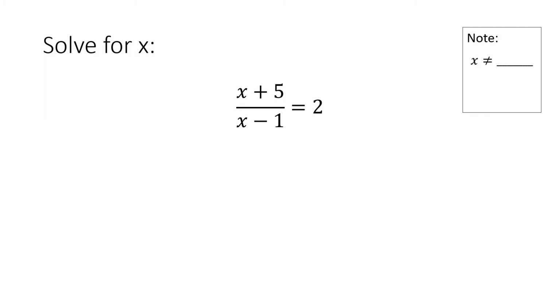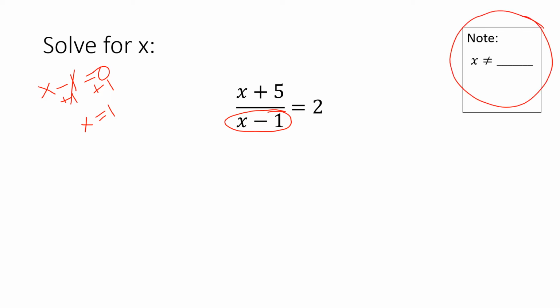Now, one thing I do want to start with is just a little reminder that when you have a fraction, you cannot divide by 0. So if the denominator is x minus 1, I'm going to set that equal to 0. That gives me x equals 1. No matter what I get whenever I solve this equation, I know that x cannot be 1. Because if I plug in 1 on the bottom, 1 minus 1 is 0, and you cannot divide by 0.